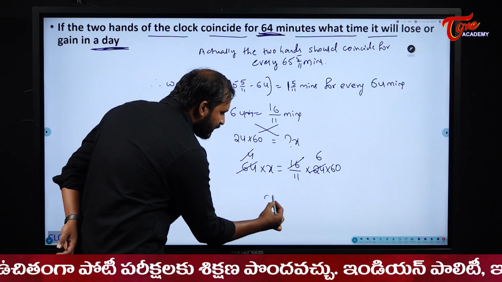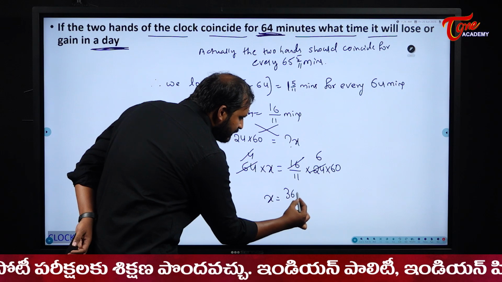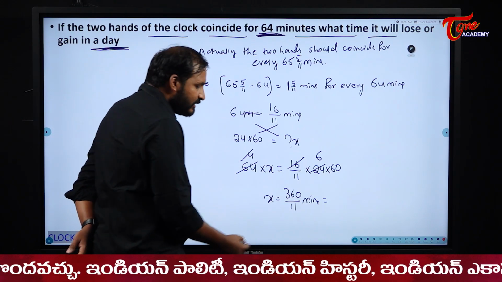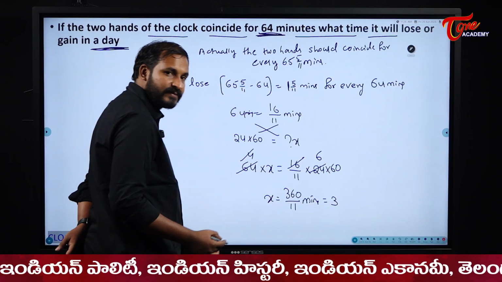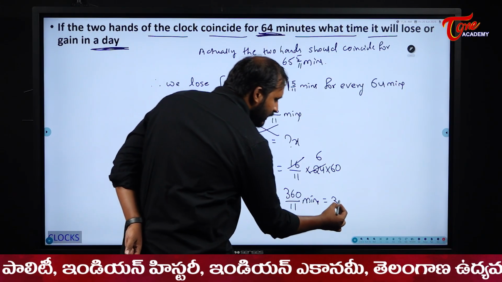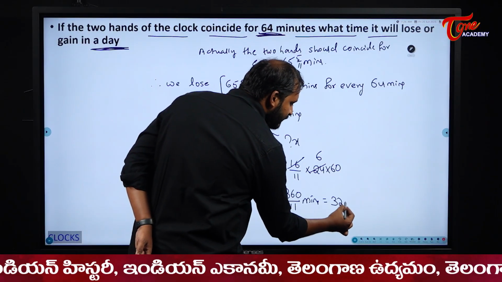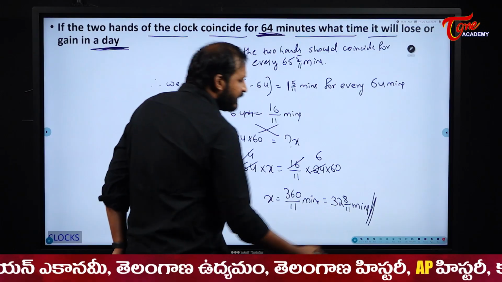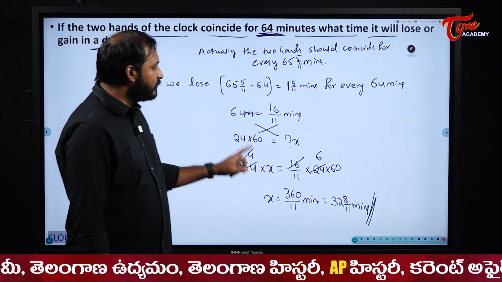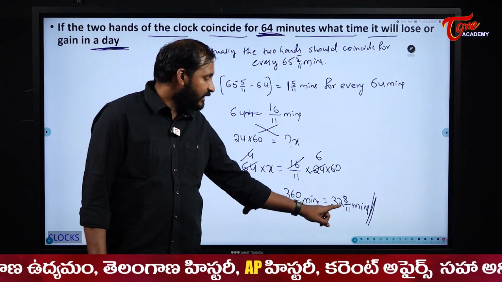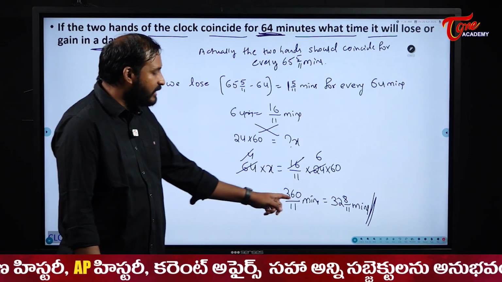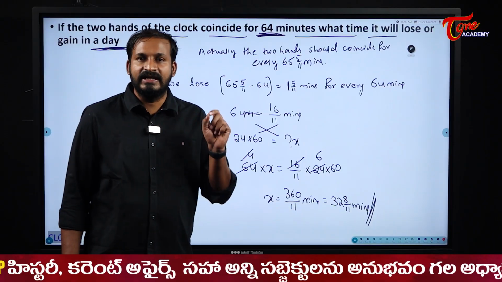So, x is equal to what will I get here? 360/11 minutes, which I can write as what? 11 3s are 33, I will be left with 30. 11 2s are 22, I will be left with 8. So, 32 8/11 minutes. That means in a day, the clock is going to lose 32 8/11 minutes.